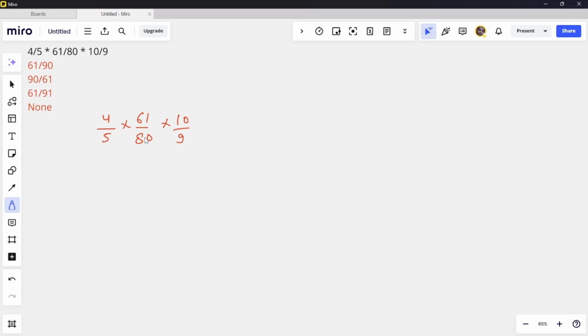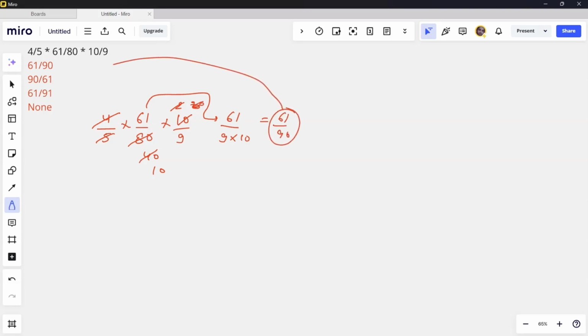5 into 10, and 2 it will become 40, and 40 will become 10. So what remains is 61 by 9 into 10, which equals 61 by 90. As we can see, the first option, 61 by 90, is the correct option.